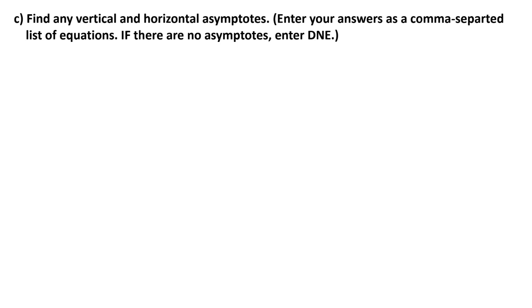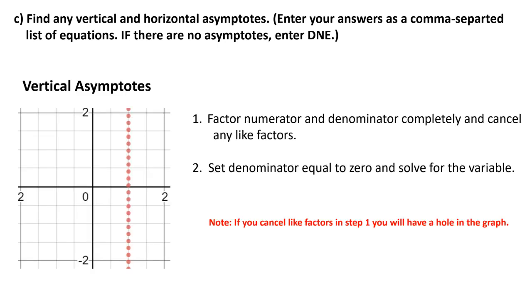All right. So C, find any vertical and horizontal asymptotes. Okay. So let's do the easy one first, or what I think is the easy one, and find the vertical asymptote. What I tell my students is that this is the restriction on our domain. A vertical asymptote is this imaginary vertical line that the graph cannot cross or touch because we cannot use this value. This line represents a value that does not exist on our graph.